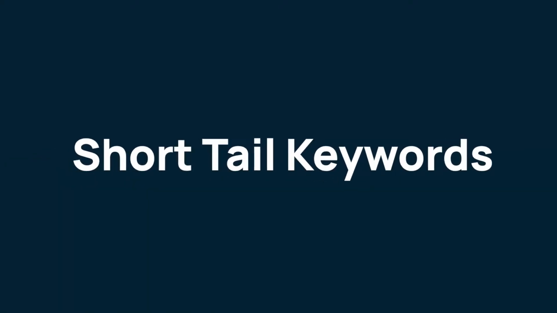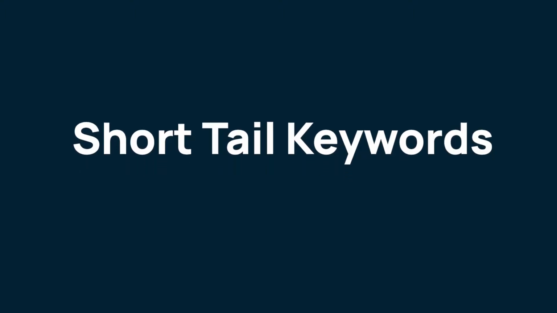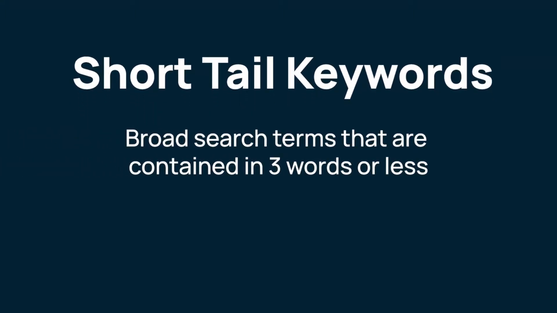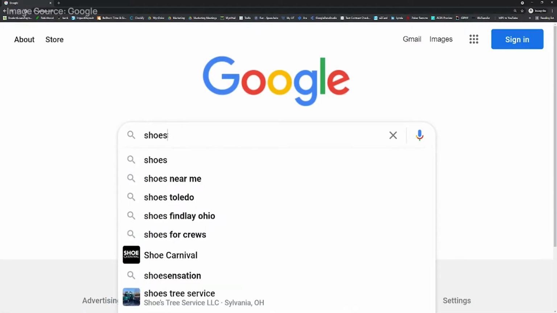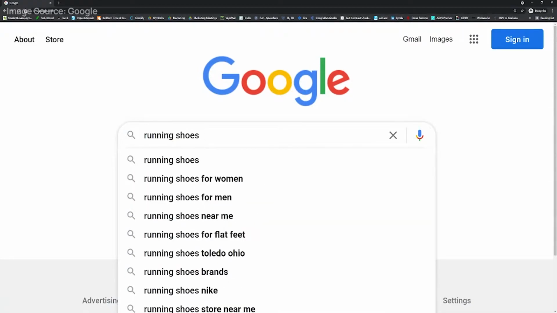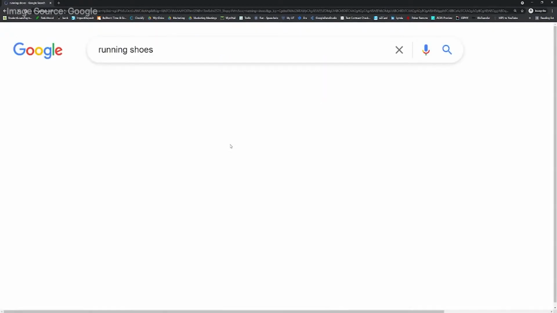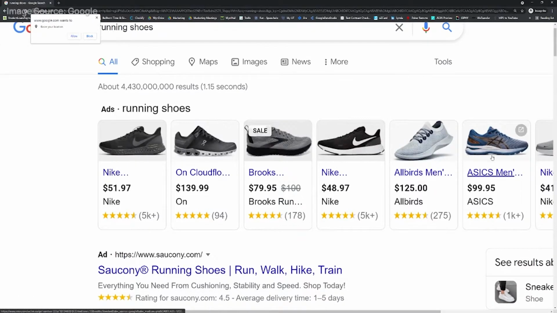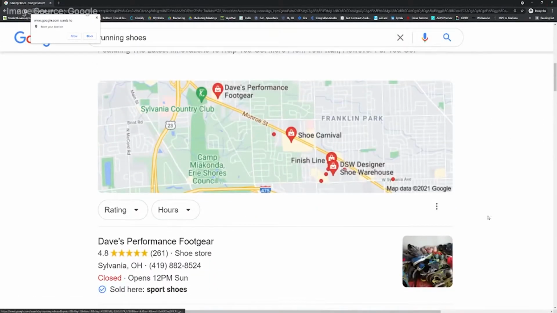Let's start off by defining short tail keywords. Short tail keywords are broad search terms that are contained in 3 words or less. For example, shoes or running shoes would be considered short tail keywords. Since these keywords are broad, the user is more likely to be provided with a wide variety of search results.